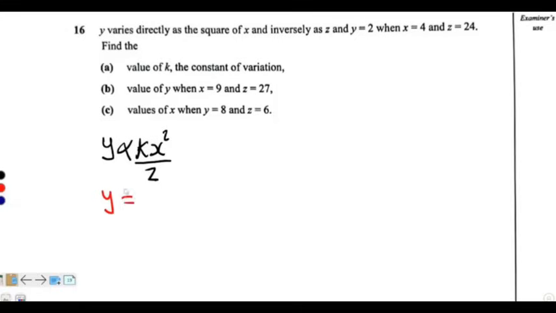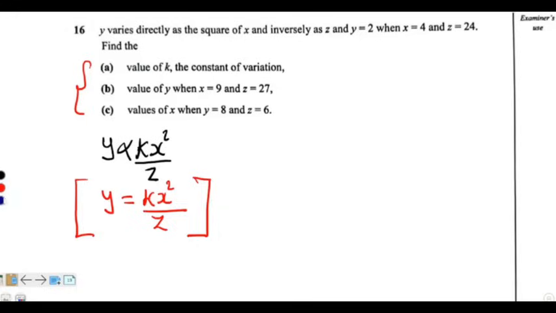We remove this variation symbol. We say y is equal to kx squared over z. So this is what you'll be using. You'll be using this equation to answer all these questions. So the moment you come up with the wrong equation, you get even your questions wrong.